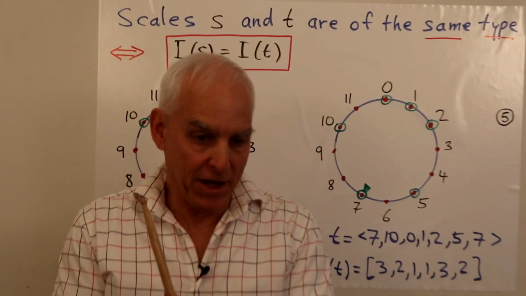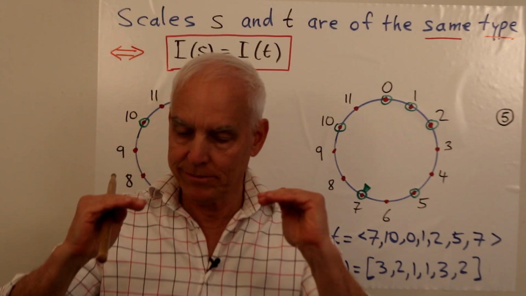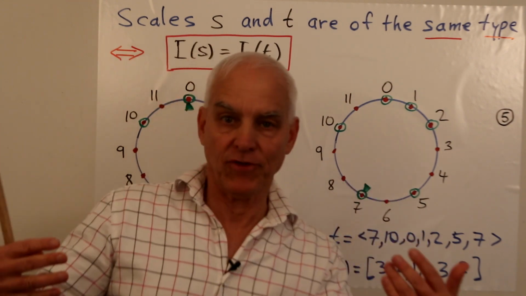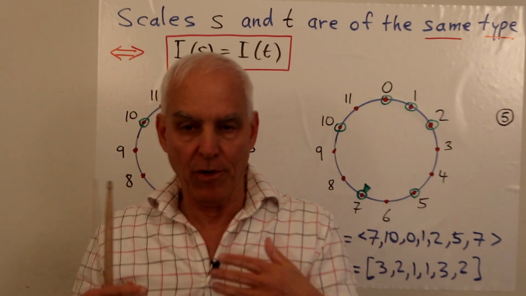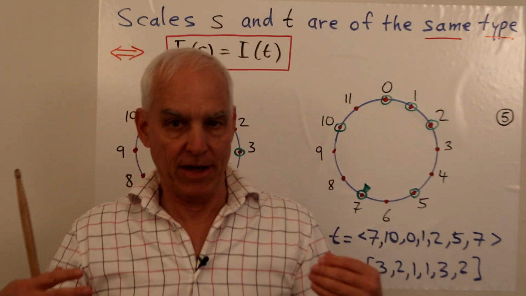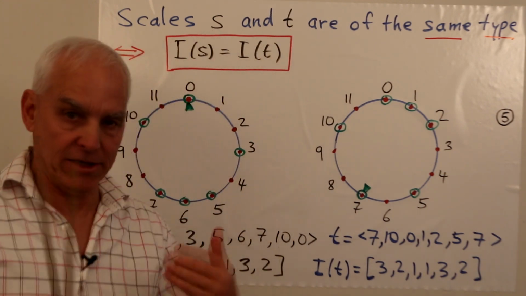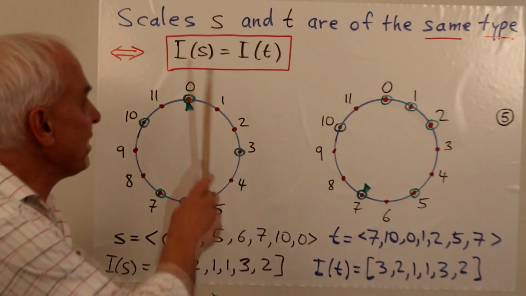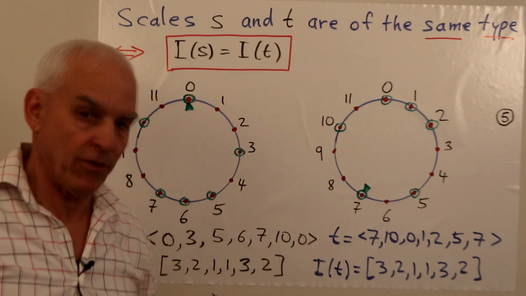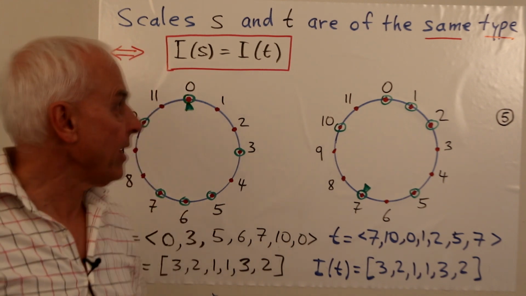Now we're able to say when two scales are of the same type, like they're both major scales, or they're both melodic minor scales, or they're both pentatonic scales, or something like that. Okay? So the definition is very simple. Scales S and T are of the same type precisely when their interval sequences are identical, when I of S equals I of T.